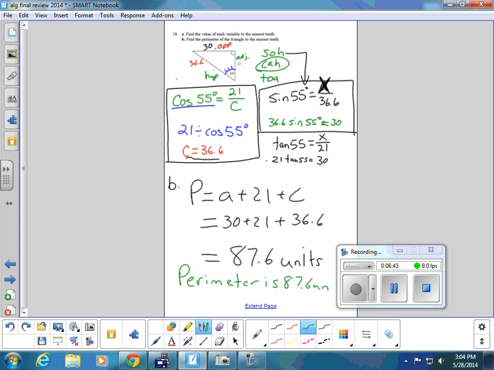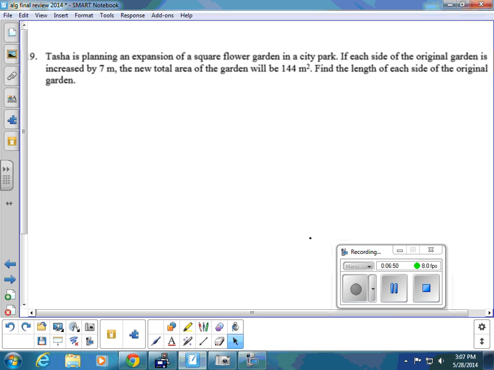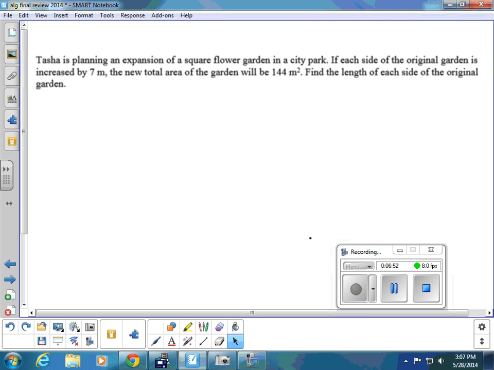That's units. Okay, this is number 19 of the algebra review. Tasha is planning an expansion of the square flower garden in the city park. If each side of the original garden is increased by 7, the new total area of the garden will be 144. Find the length of each side of the original garden.